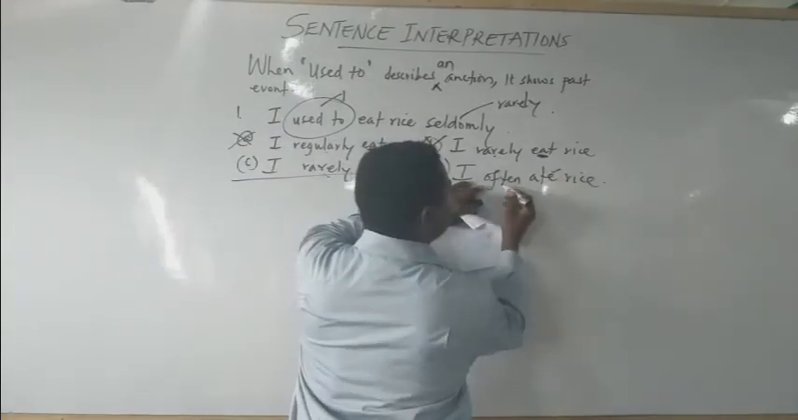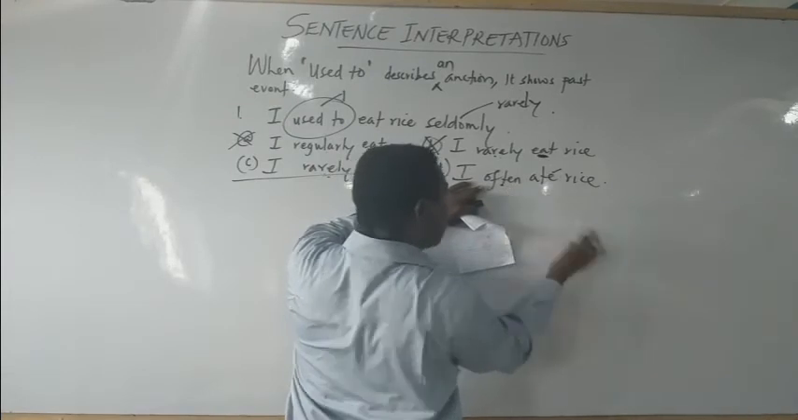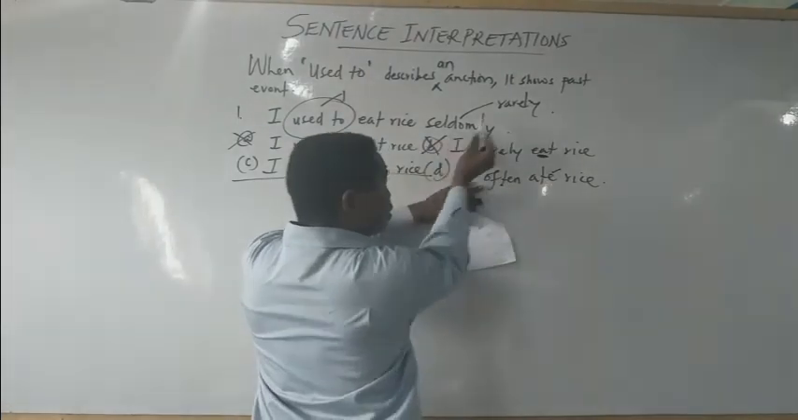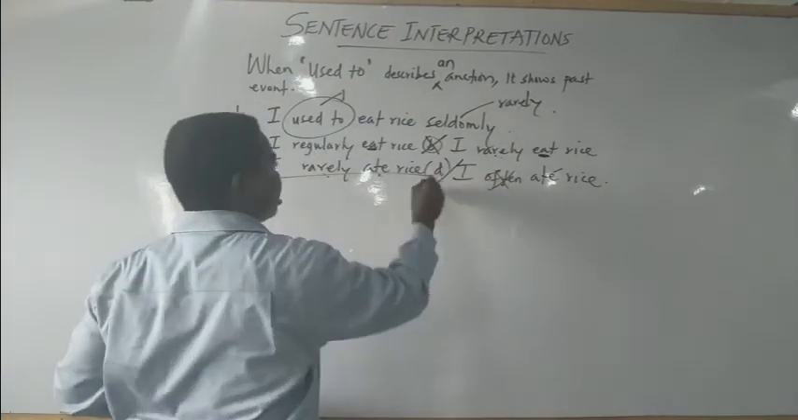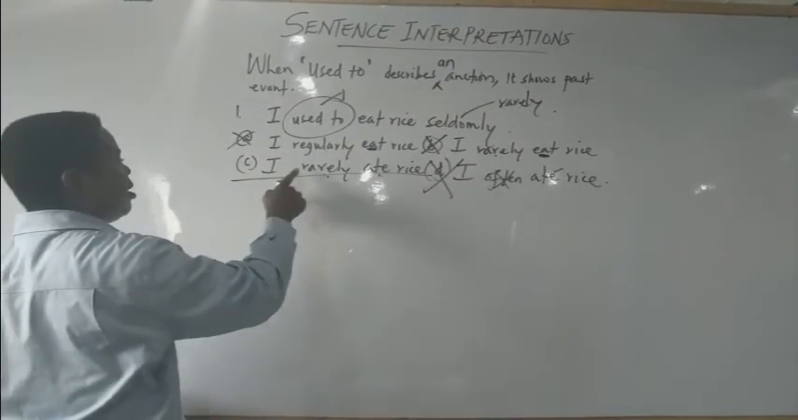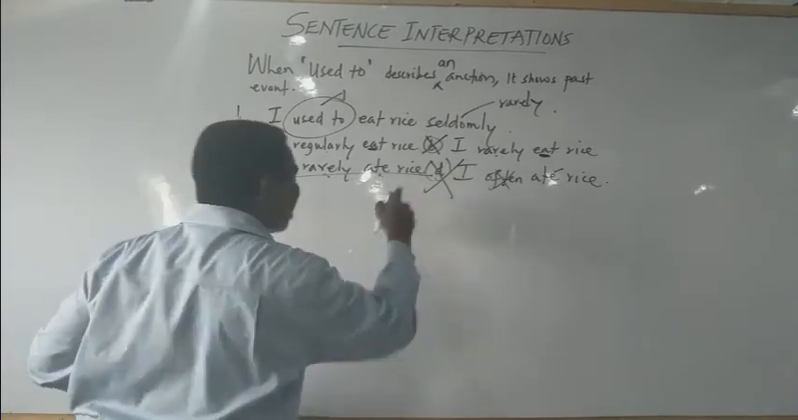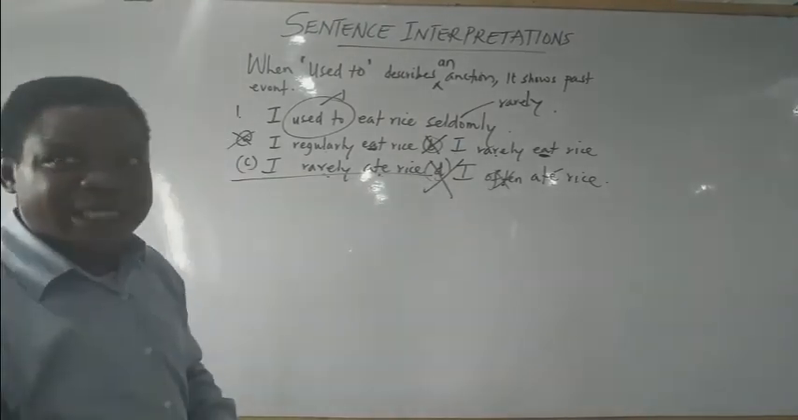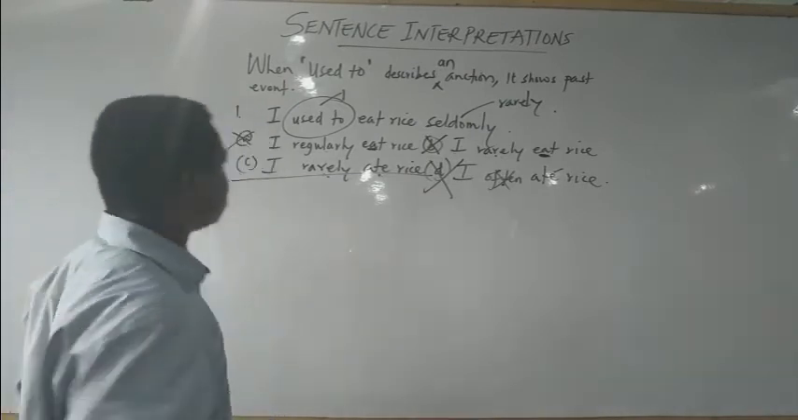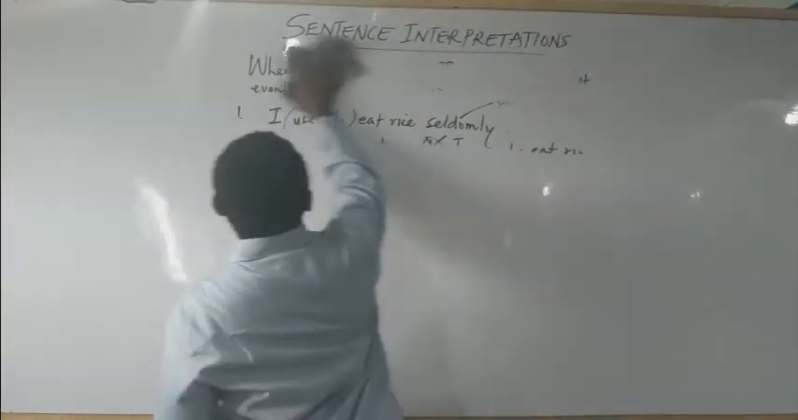Ate is correct, but often means regular, whereas the one here is not regular. So this one is an error. Option D is an error. The right answer is, I rarely ate rice. Take note. That's the second instance of sentence interpretation.